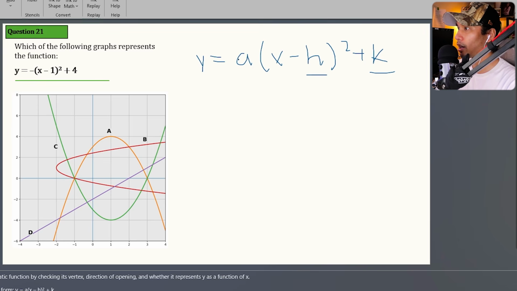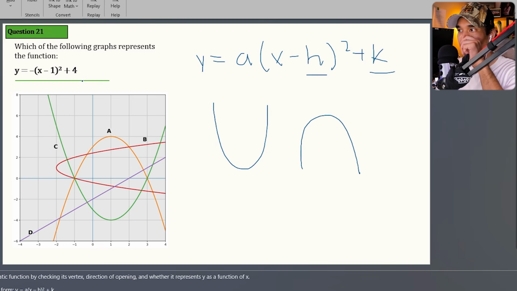And then we know if our a is positive, it is a parabola that goes up. If a is negative, it goes down like this. So our parabola for sure has a negative a. It's written like y equals negative 1 times (x minus 1) squared plus whatever. That's what it means when that negative's there and there's no number.